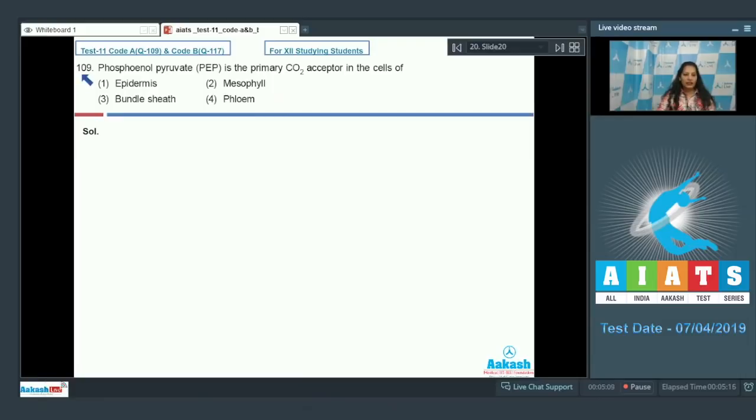Question number 109. Phosphoenol pyruvate, PEP, is the primary CO2 acceptor in the cells of first option epidermis, second mesophyll, third bundle sheath, fourth phloem. PEP is the primary CO2 acceptor in the mesophyll cells of the C4 plants. So the correct option for the given question is option number 2. What about the bundle sheath cells? Yes, in C4 plants bundle sheath cells are also present, but there the primary acceptor is RuBP, not PEP. Let's move to the next question.